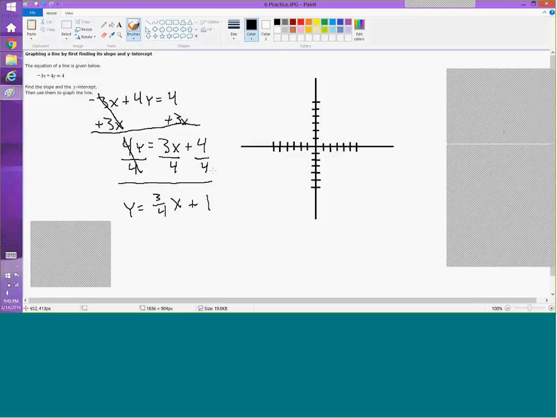That puts it in slope-intercept form, where y is completely by itself. Our slope is going to be 3 over 4. Our y-intercept would be 1. So for our y-intercept, start from 0 and count up 1, put in a point. And we're going to use our slope of 3/4.